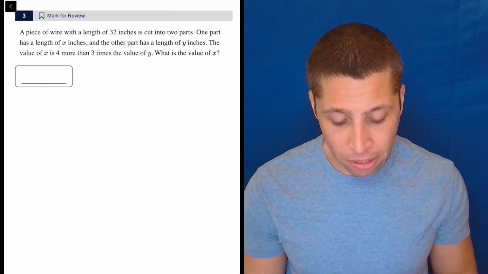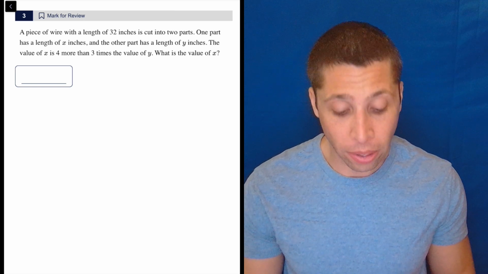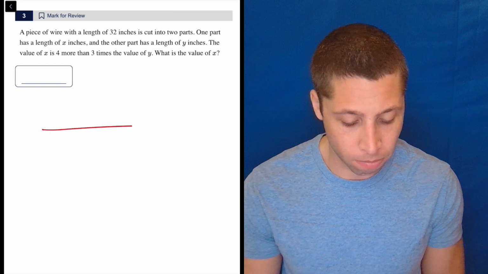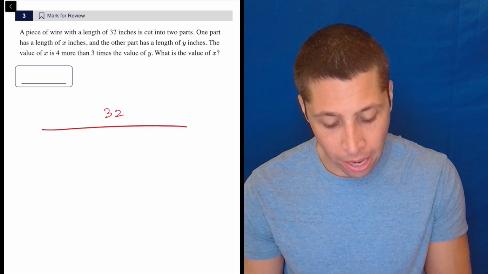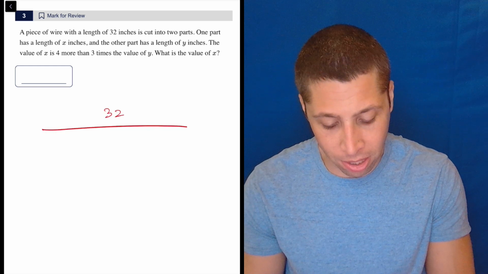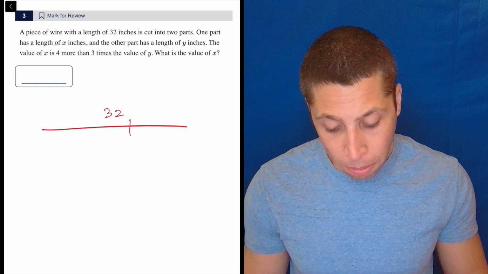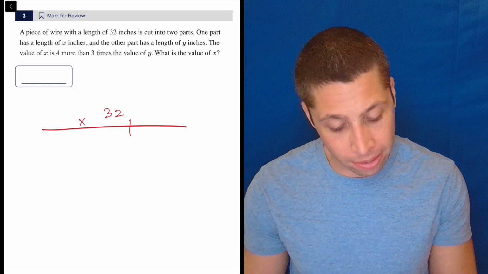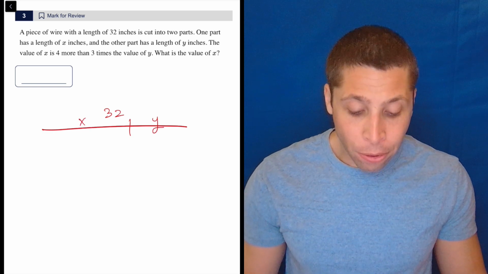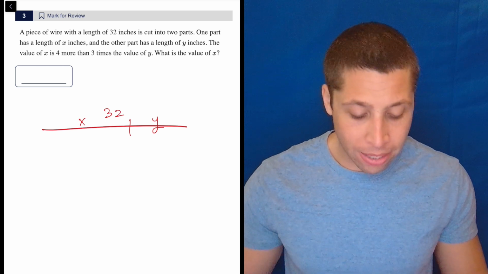Do what you're told. A piece of wire has a length of 32 inches and is cut into 2 parts. So here's your 32, right? And then it's cut. It doesn't matter where you cut it, just cut it here. One part has a length of x, and the other has a length of y. The value of x is 4 more than 3 times the value of y.